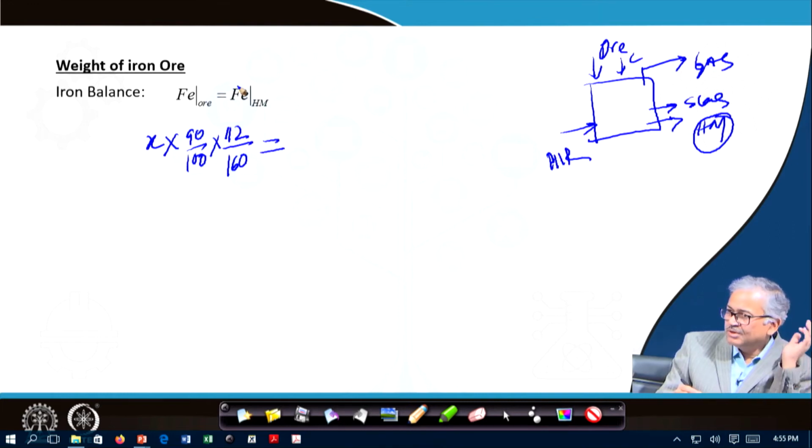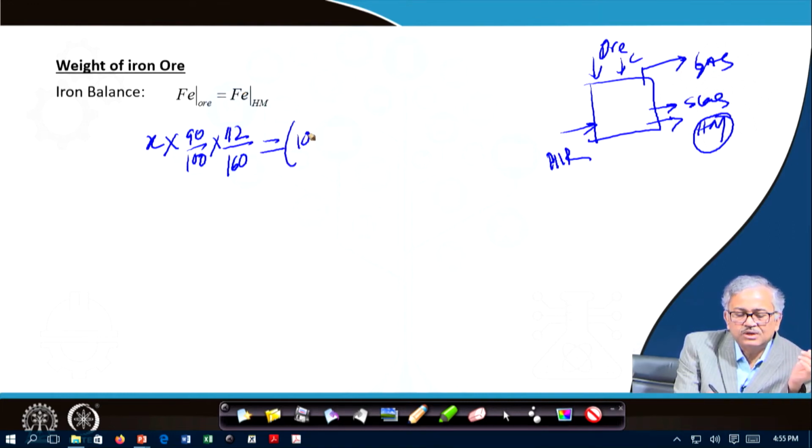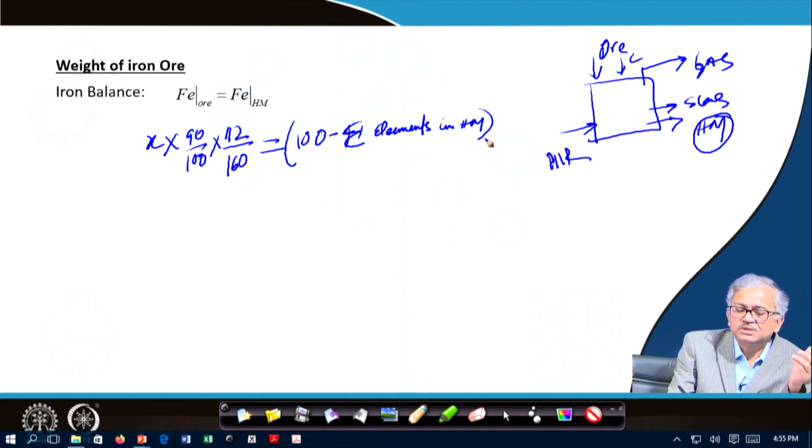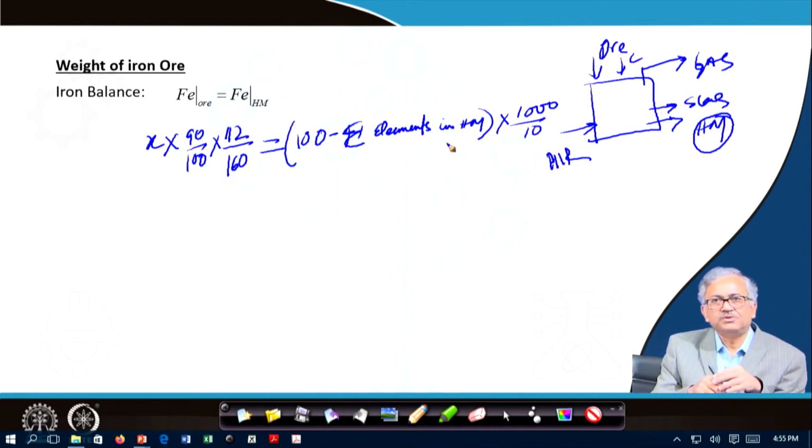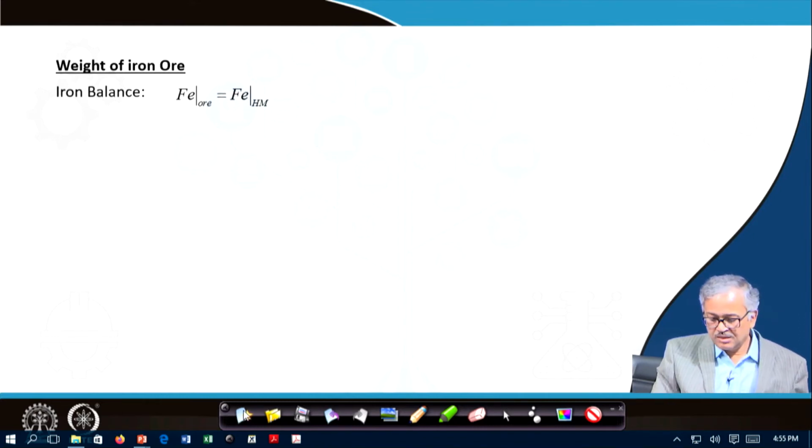That should be equal to the iron in the hot metal. For the iron in hot metal, you have to take 100 minus the other constituents, the 4% carbon and whatever else is there. That is, you have to do the summation of the elements in the hot metal, multiplied by 1000 by 100. That will give you the equation. So this is simply what you have to do, and then let us see what you get from here.